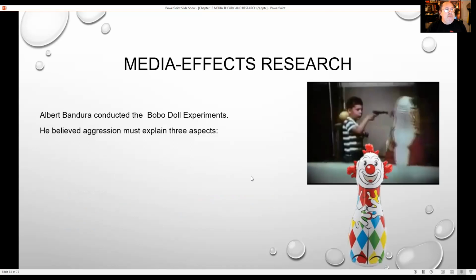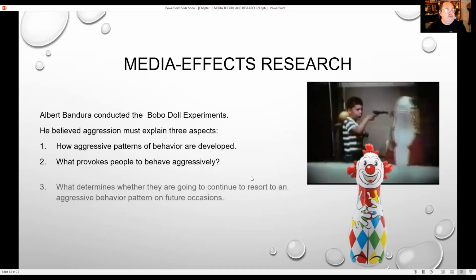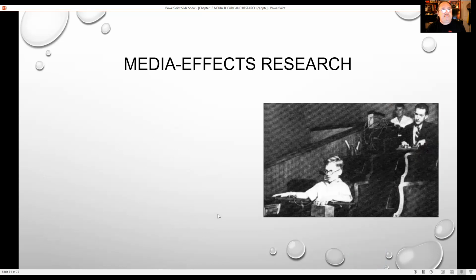And he believed this aggression must explain three aspects: how aggression patterns of behavior are developed, what provokes people to behave aggressively, and what determines whether they're going to continue to resort to an aggressive behavior pattern on future occasions. And he showed that children who alter their behavior by simply watching others, they will alter it. So yeah, that's true. People say it's how they're raised. That's a very important part, yes. But even children who are raised correctly can watch some stuff and see some things that can affect and influence them.